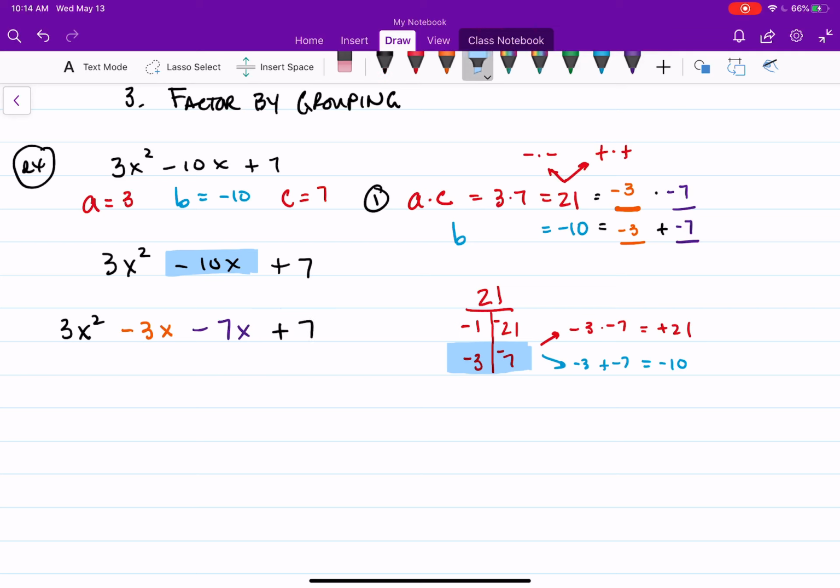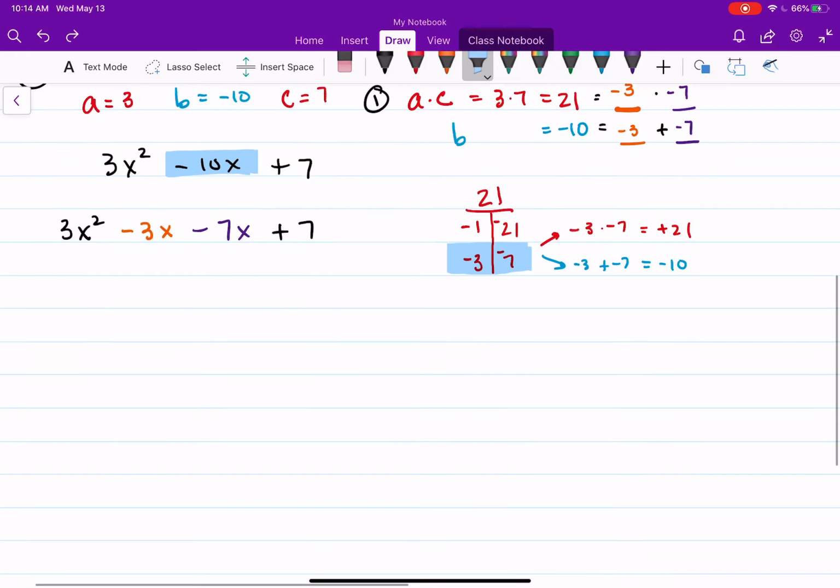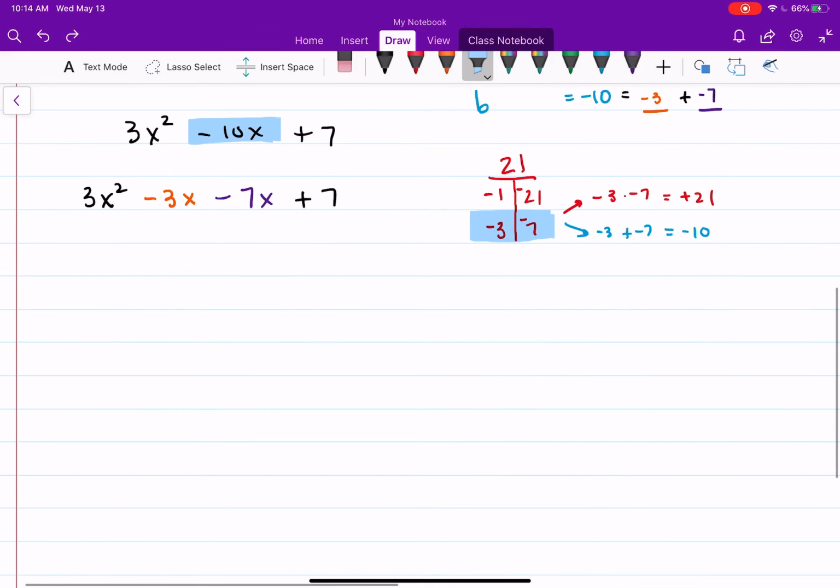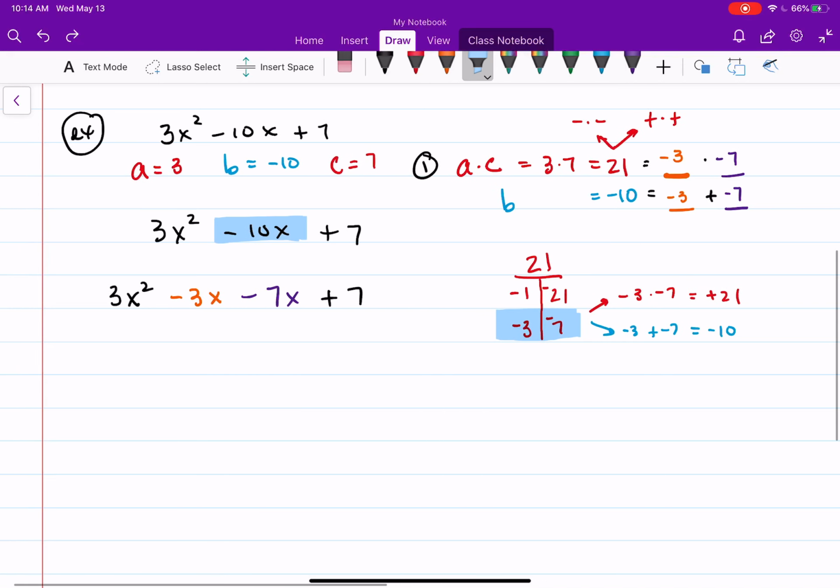So if you notice that I use those two numbers right there, the only addition part is the x, and the reason for that is because what I want to do is basically not change the value of that expression. So I want to make sure that whatever I put here is equal to negative 10x. So negative 3x, negative 7x would add up to negative 10x, okay? So from here, step 3, so this is step 2.